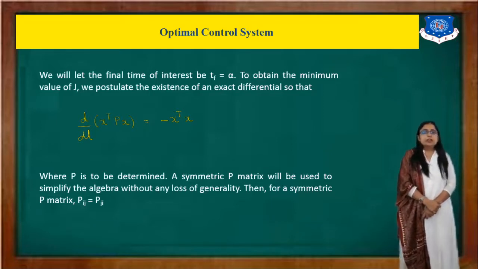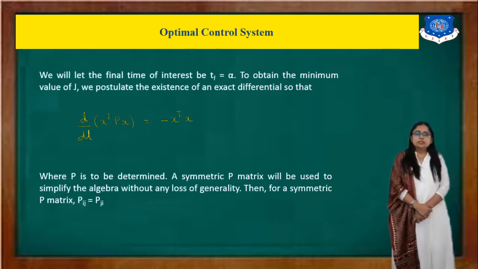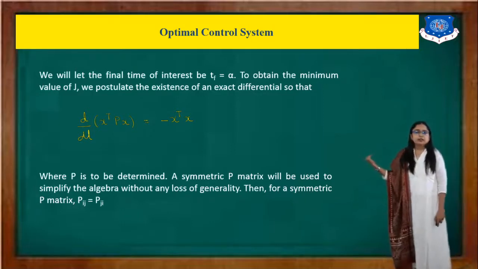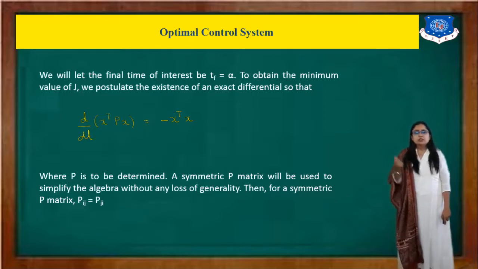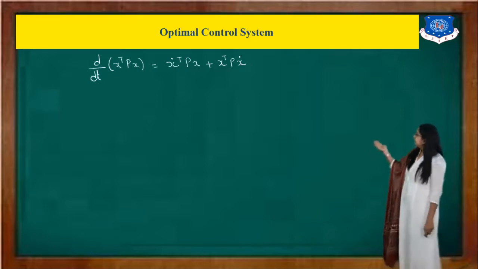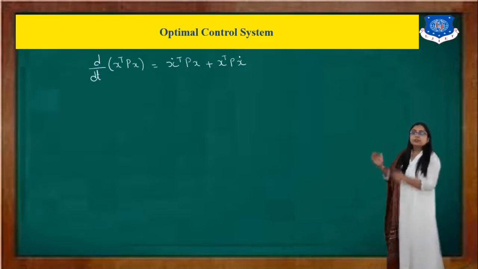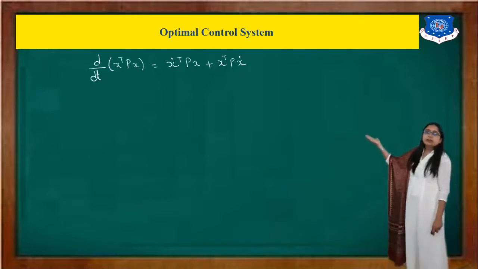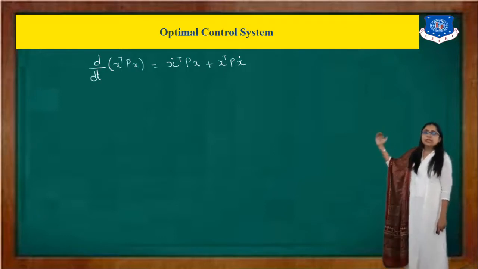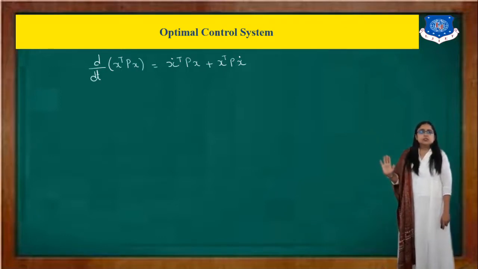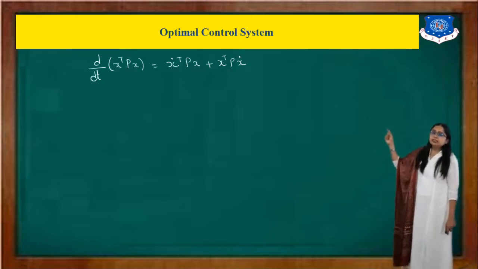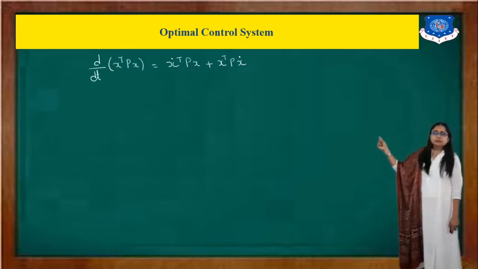Now P is to be determined. P is used to simplify the algebra without any loss of generality. That is the system matrix, with Pij equal to Pji, where i and j are the rows and columns. Now next, see d by dt of x transpose P x. If we differentiate this, then what we will get? That is x dot transpose P x plus x transpose P x dot. P is constant. First you have to differentiate x transpose, and then the second time you have to differentiate x.